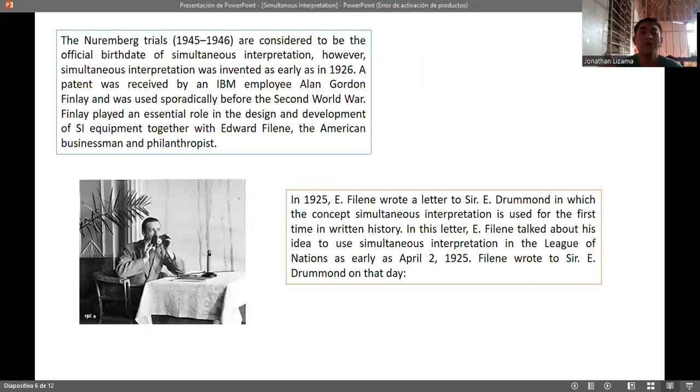Ok, no. The Nuremberg Trials, 1945 to 1946. The Nuremberg was that epoch in history in which we judge, right, the Germans and Nazis because of the Second War.